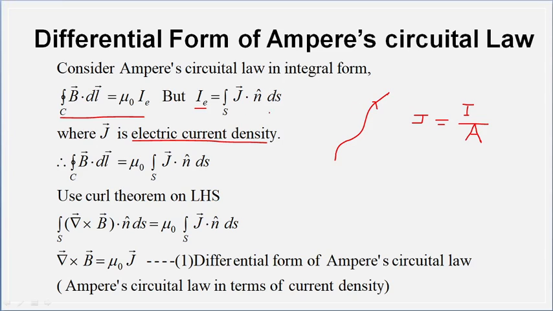Now the wire may not be uniform, so we write an integral. J is the current density, current divided by area, and ds is also an area, so the areas cancel and what you get is a current. So I sub C, the current, is written as a surface integral of vector J dot n cap ds, because vector ds we write as magnitude ds times the unit vector, and the unit vector of the area is n cap.